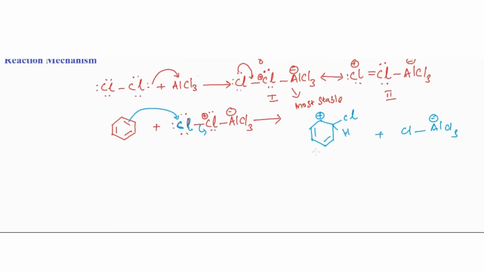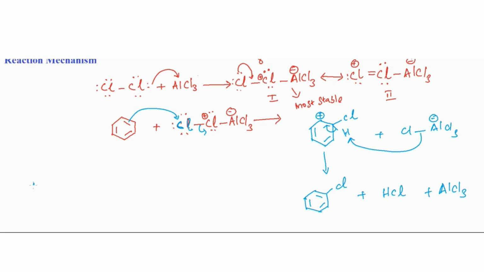In the second step, as we learned, the ring wants to regain its aromaticity, so the hydrogen loses its electron and departs as a proton, H plus. How will it go? This base will abstract this hydrogen, and this hydrogen gives its electron to the benzene ring and forms like this. This is how the halogen has been substituted in benzene. In a similar way, you can substitute a bromine also.